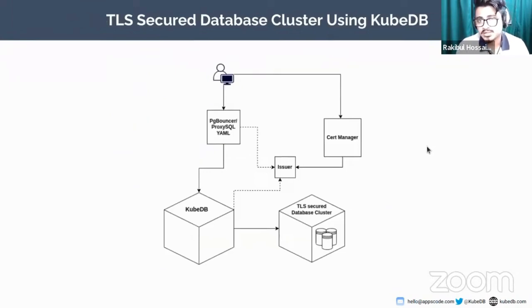To deploy a TLS secure database cluster using KubeDB, the user first needs to deploy an issuer using cert-manager. You can deploy this issuer with a traditional CA or with ACME, and then refer to this issuer in the PgBouncer or ProxySQL YAML, and then apply it to the KubeDB operator. And then the KubeDB operator will provision a TLS secure database cluster. So let's dive into the demo.